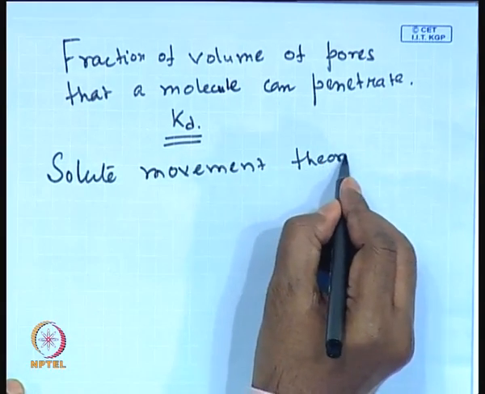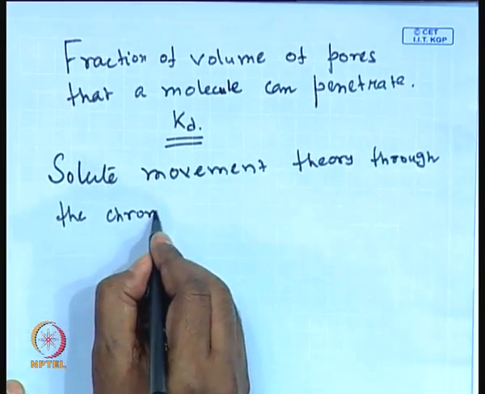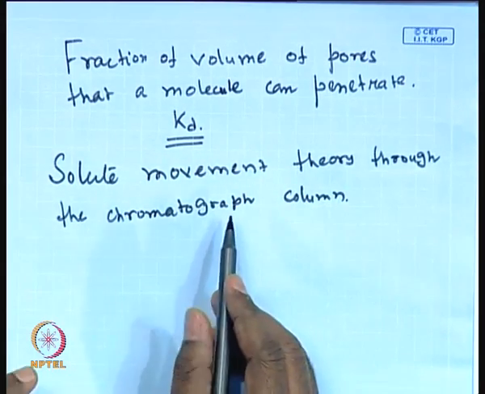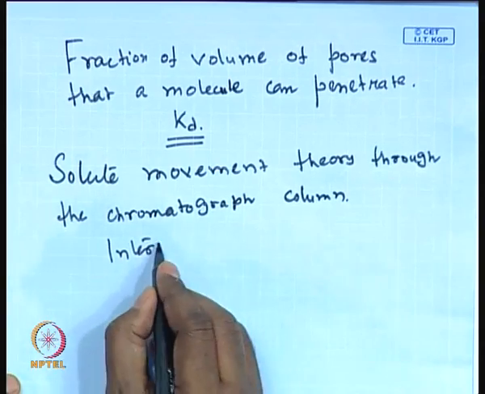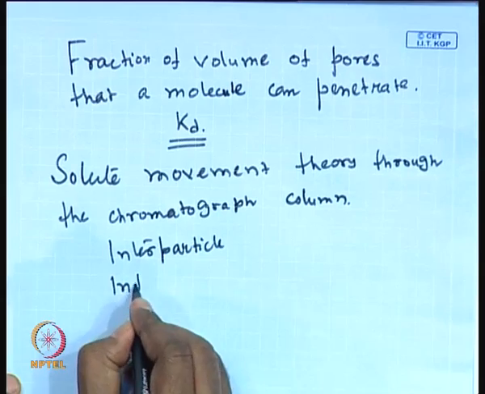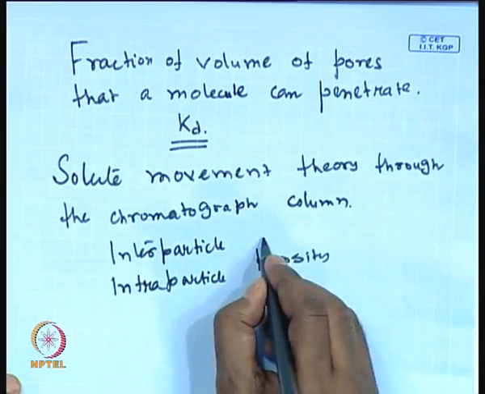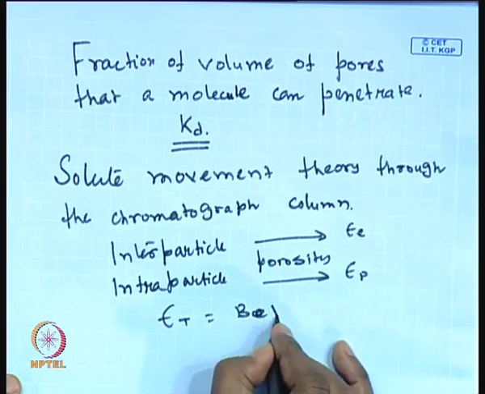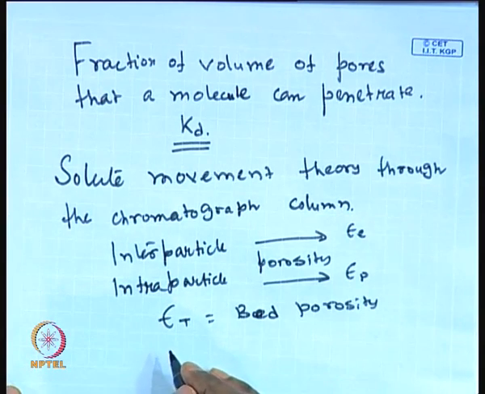Movement theory through the column. The first definition we had, we defined various porosities, the interparticle and intraparticle porosity. This is defined as epsilon E, this is defined as epsilon P. Then we talked about the bed porosity, the total bed porosity. Then we talked about the various types of densities: bed density, particle density, fluid density, crystalline bed density, and so forth.